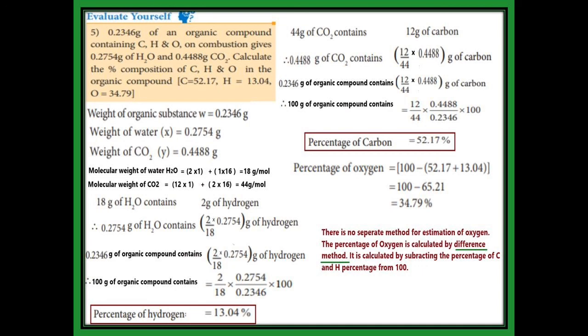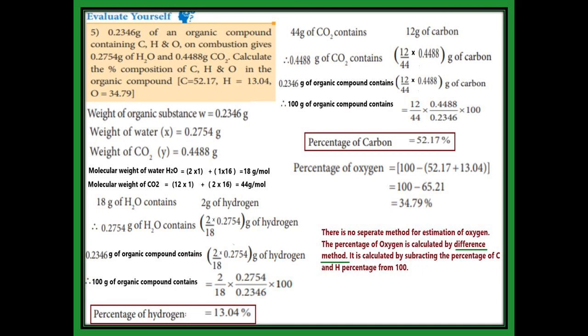Now see that the percentage of hydrogen is 13.04 percent and the percentage of carbon is 52.17. Roughly when you add them, it is less than 100. So the remaining percentage is the percentage of oxygen. How do we calculate the percentage of oxygen? Just add the percentage of carbon and hydrogen and then subtract from 100. Why subtract from 100? Because it is percentage, and percentage means 100.